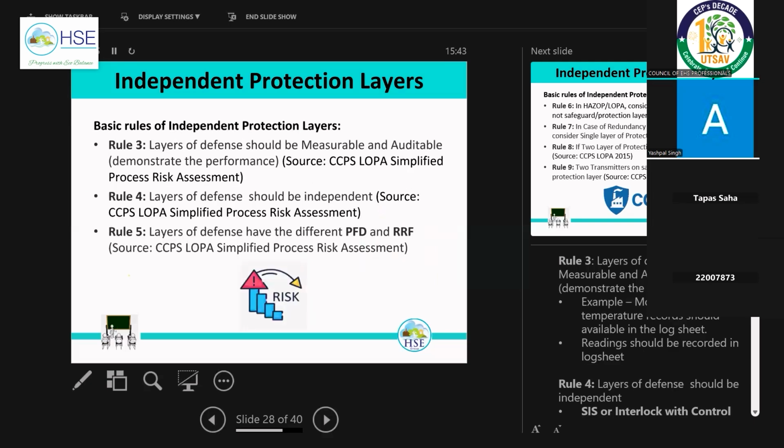Now, the third rule is basically that layers of defense should be measurable and auditable. Demonstrate the performance. That is the basic thing. Again, this is based on the CCPS simplified process risk assessment book. Measurable and auditable means, say, in case of our fire and gas detection, suppose there is only an alarm, so it's auditable.